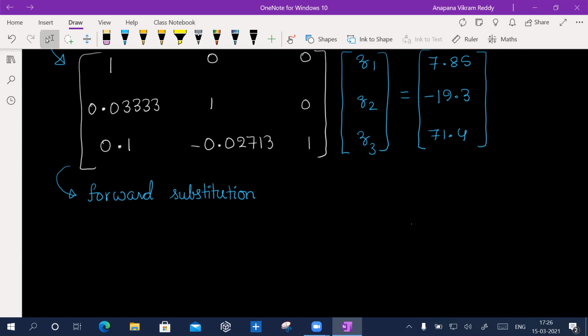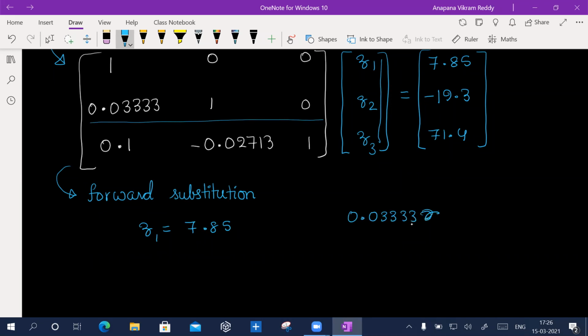So forward substitution. Now please tell me what is my z1 here. So z1 is equal to 7.85. Now what is z2? You can simply tell me what is z2. See, I'll use this row multiplied by this column. So 0.033 z1 plus z2 is equal to minus 19.3. This is the second row, to pick the second element. Okay, now you put this z1 here. Now you tell me what is z2.